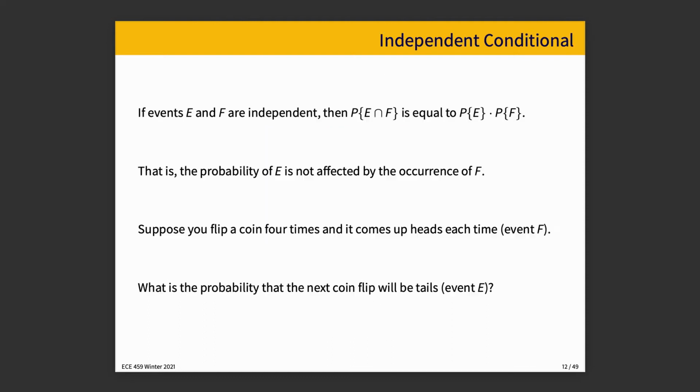We'll find out. Okay, if events E and F are independent, which they're not in the case of temperature, then probability of E intersection F is the same as just the multiplication of the two, because the probability is not affected by the occurrence of it. And so suppose you flip a coin 4 times and it comes up heads each time. We'll call that event F. What's the probability that the next coin flip will be tails? We'll call that event E.